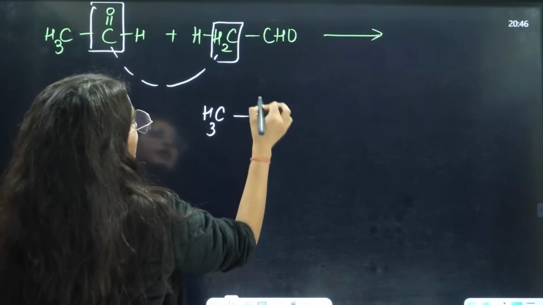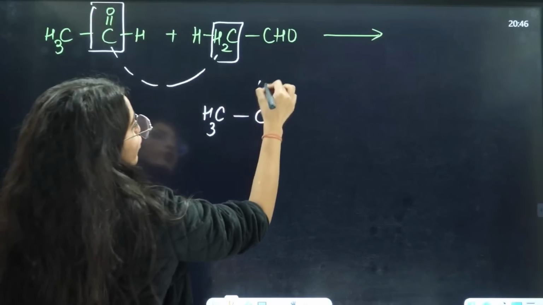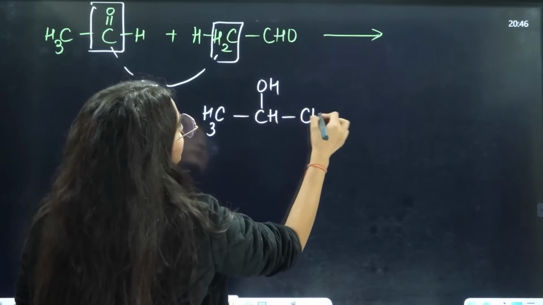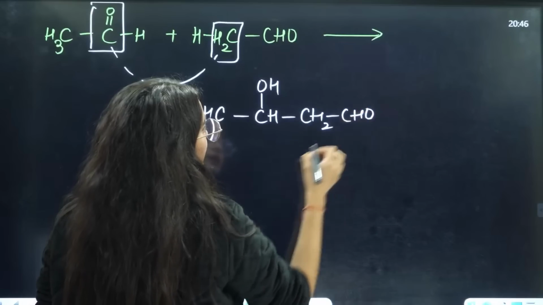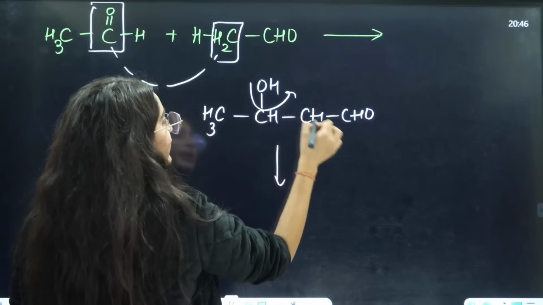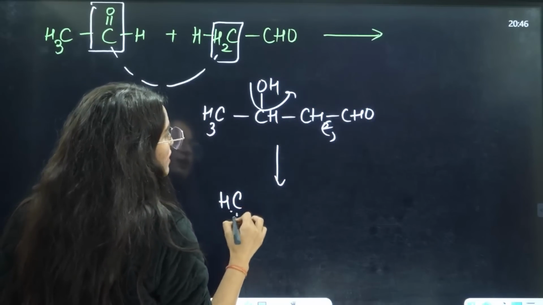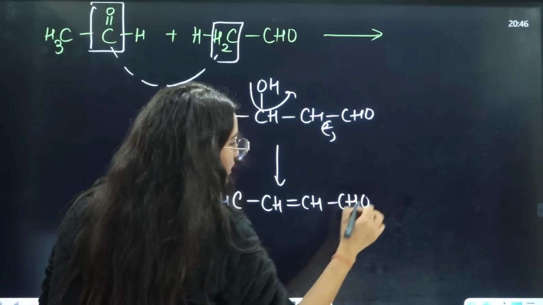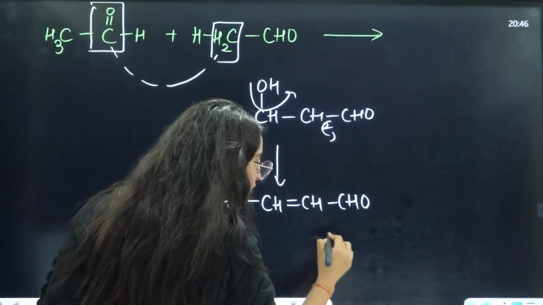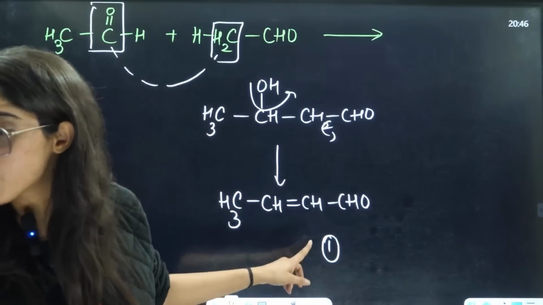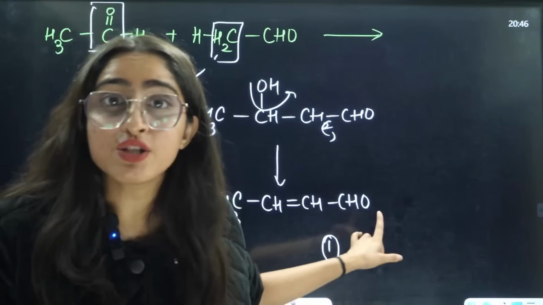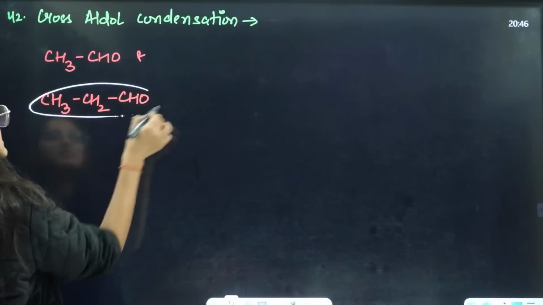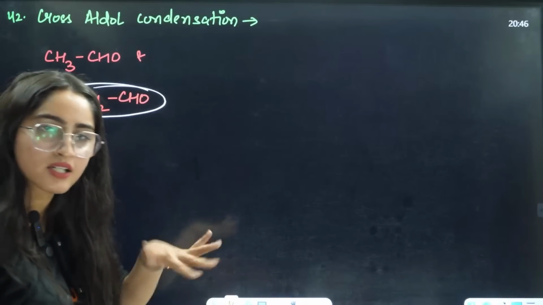What will you get? CH3, C. Convert this double bond O into OH. Then this hydrogen will be as it is, and this CH2 will be attached here. This will be the answer. Once you eliminate this, you will have the formation of CH3CH=CHCHO. This is the first product that you will get. The second product is, what if this CH3CHO reacts with itself?